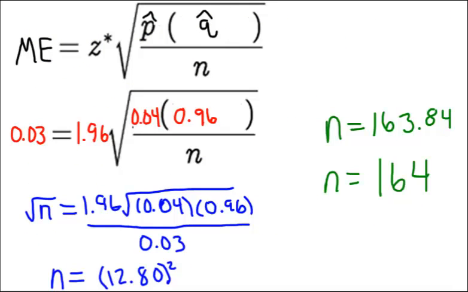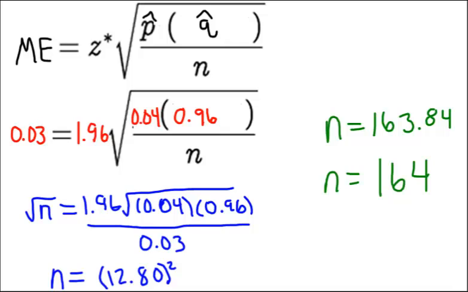Okay, let's look at the problem. First, we start with our margin of error equation. They told us the margin of error they want is 3%, so we plug in 0.03. They want a 95% confidence interval, so our critical value is 1.96. The sample proportion was 4%, so we plug in 0.04, multiplied by our q hat, which is 0.96. Now we can solve for n.